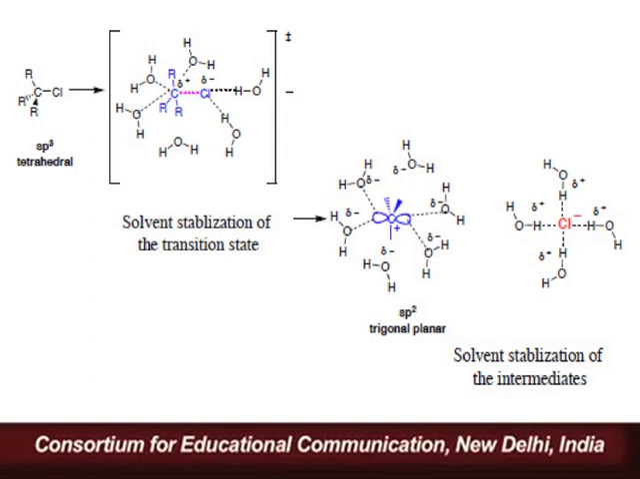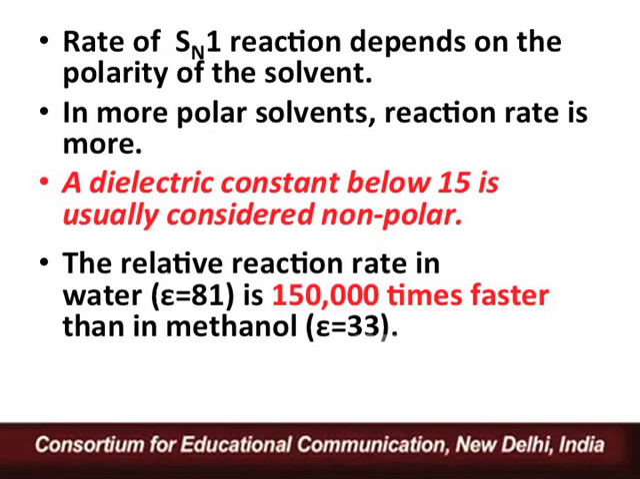This facilitates the ionization of the transition state, which gives us a carbocation and a halide, that is, the chloride ion. These are again stabilized by the solvent, that is, water molecules. That means that the rate of SN1 reaction depends on the polarity of the solvent. In more polar solvents, the reaction rate is more.